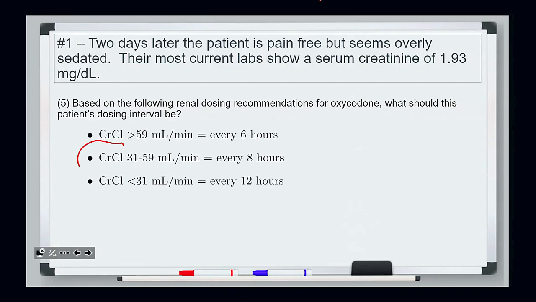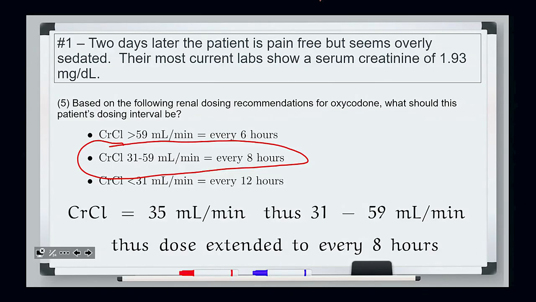So we look at what the drug information tells us, and it says that instead of doing it every 6 hours, change the frequency, not the dose, to every 8 hours. So we're going to keep the same dose of 15 milligrams, but not every 6 hours. We're going to do it every 8 hours. Would that be less per day? Yes, and that way they're not over-sedated because their kidneys aren't removing the drug as much. Okay?